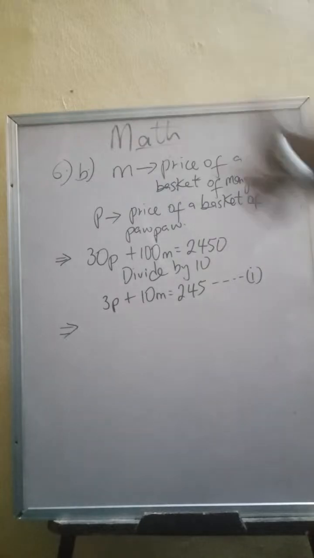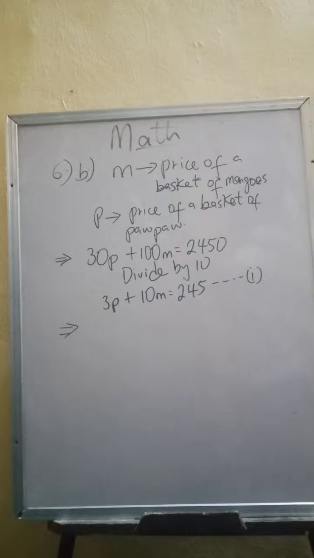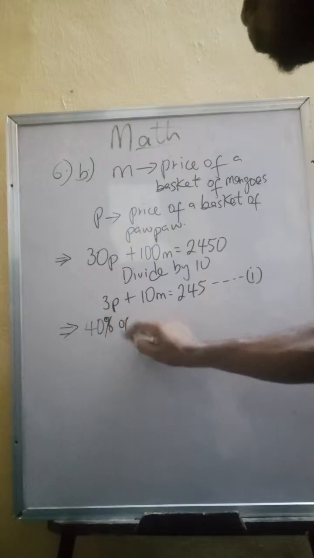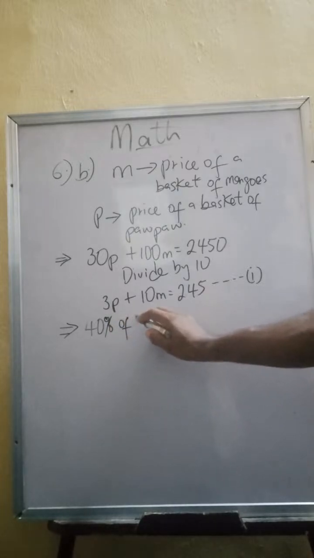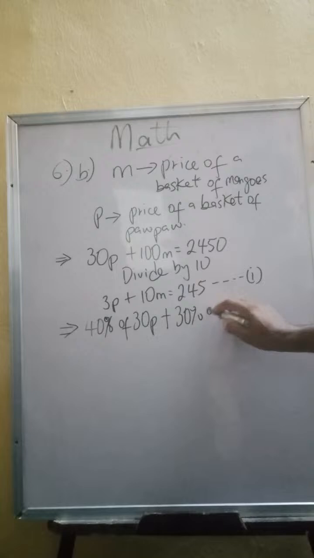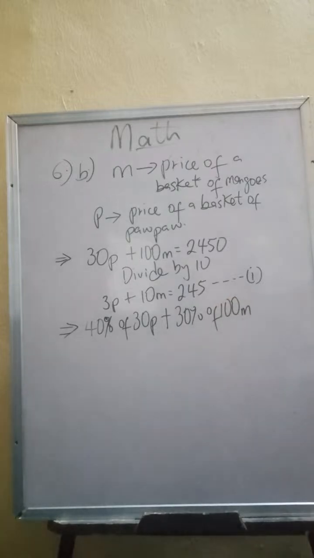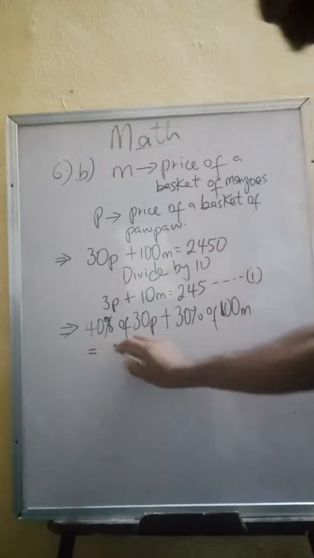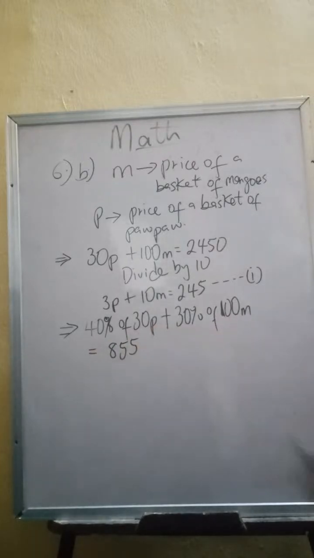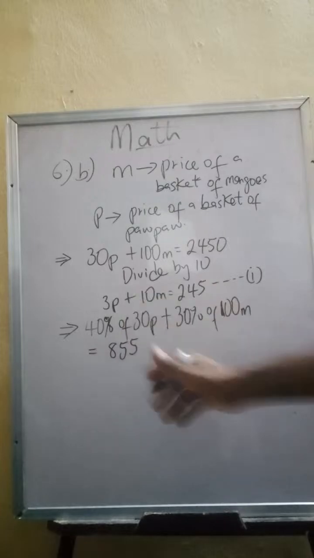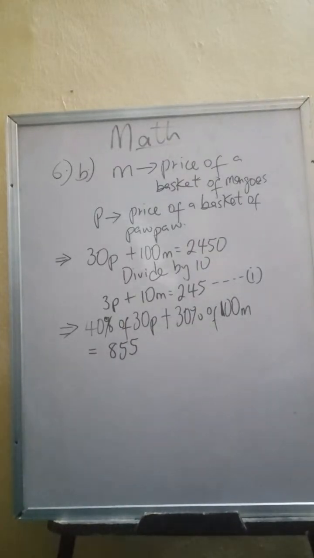Okay, so let's move on to the next statement, and this is how it will be written out. 40% of the 30 baskets of pawpaw plus 30% of the 100 baskets of mango is equal to 855. That's the profit on the entire transaction. Okay, so 40% of 30 will be what? And 30% of 100 will be what?